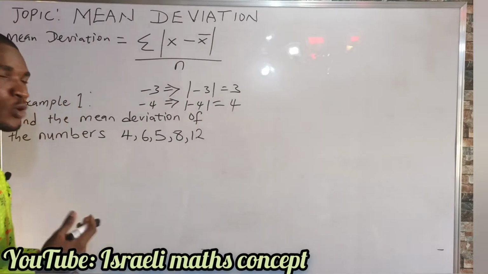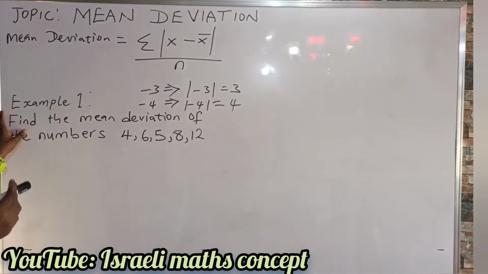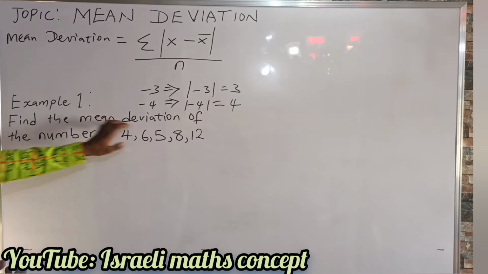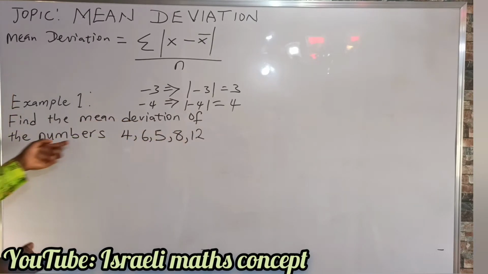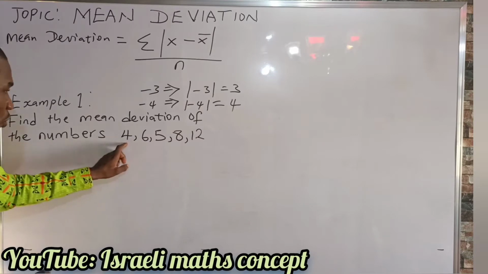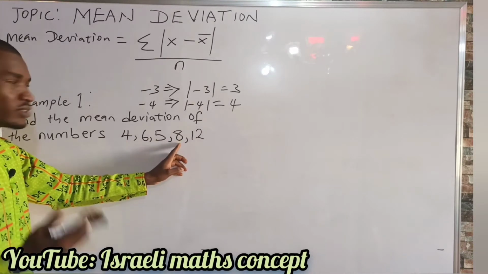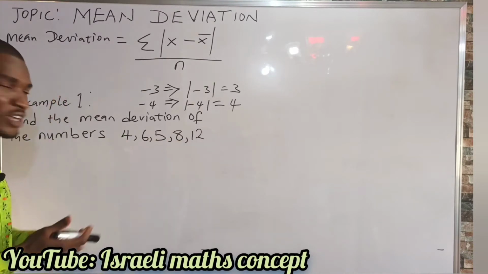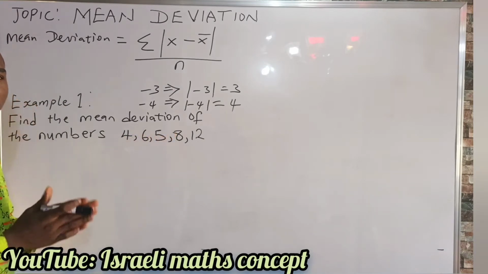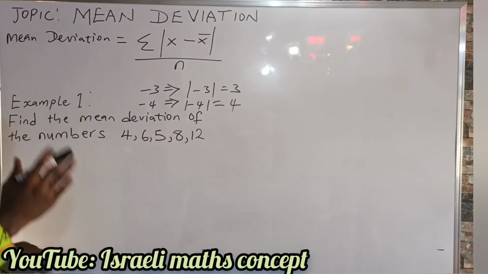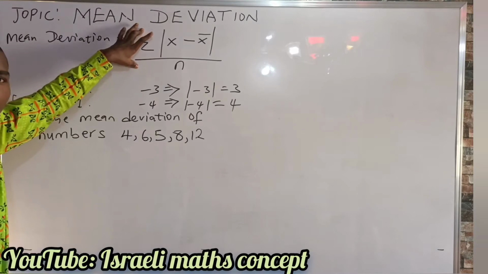Alright, let's take the example we have on the board. The example says, find the mean deviation of the numbers. And the numbers are 4, 6, 5, 8, and 12. Remember, to find the mean deviation of this set of numbers, it is very simple to do. And how do you do it? First of all, list your formula.